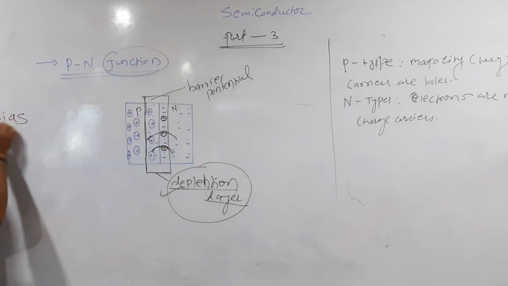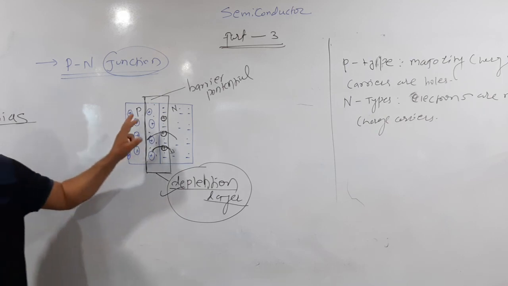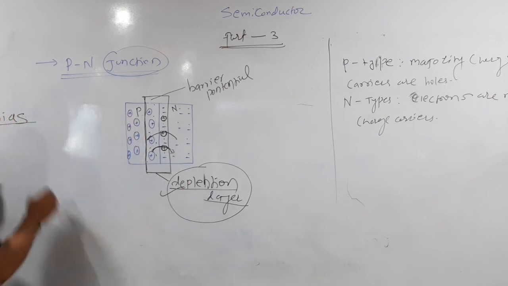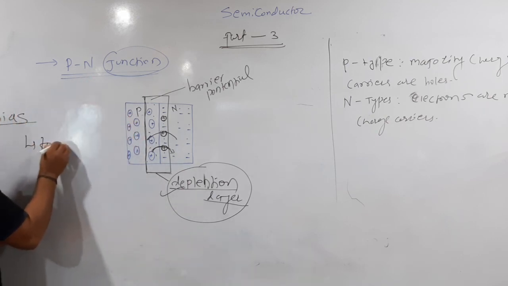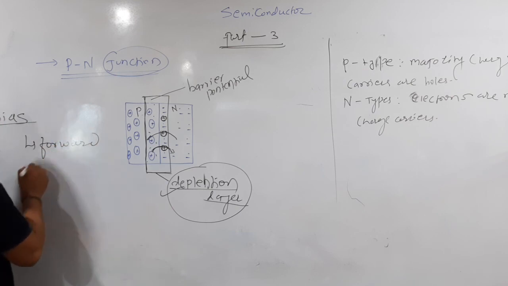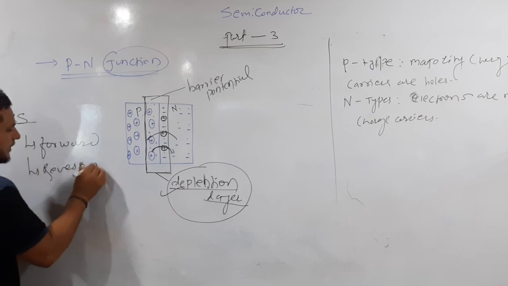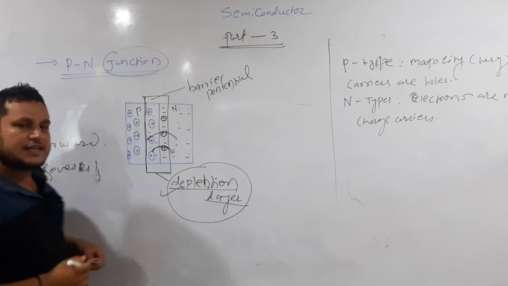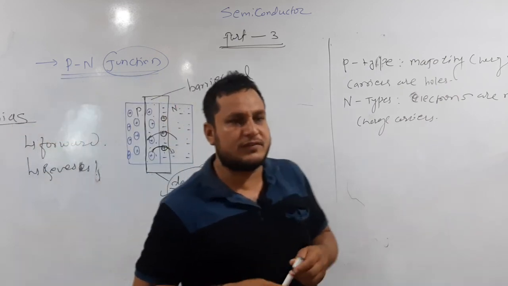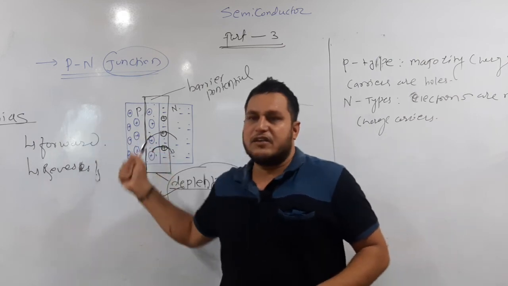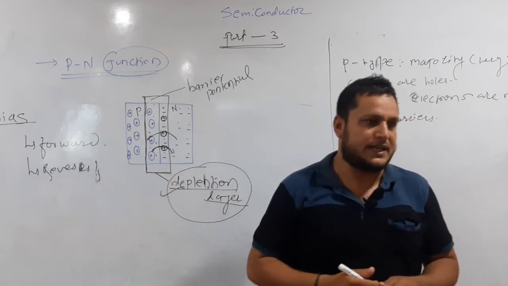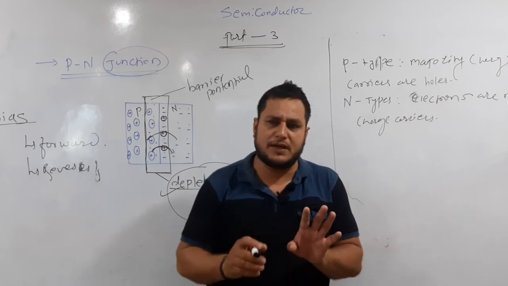Now we use the bias nature of this p-n junction diode in two forms. First is what? Forward bias, and the second one is reverse bias. These are the two different types of bias, forward bias and reverse bias. So it's very simple to remember.